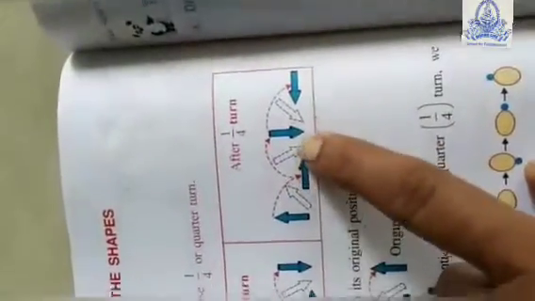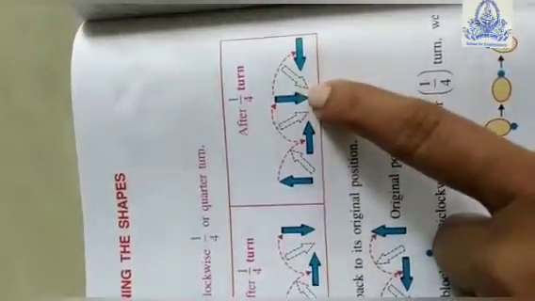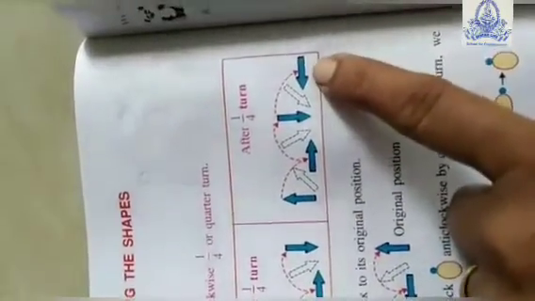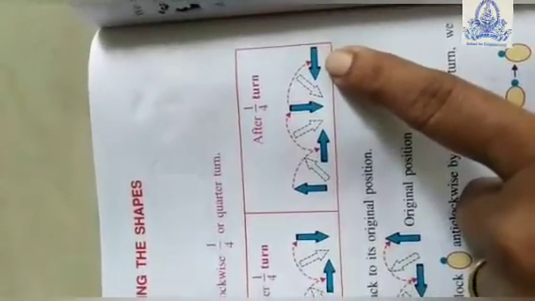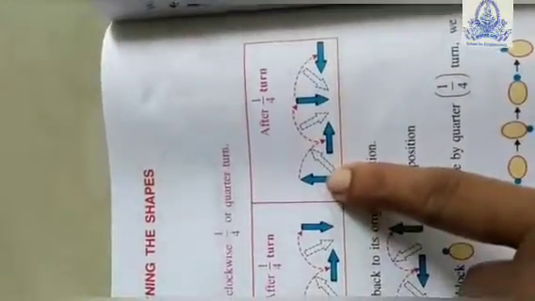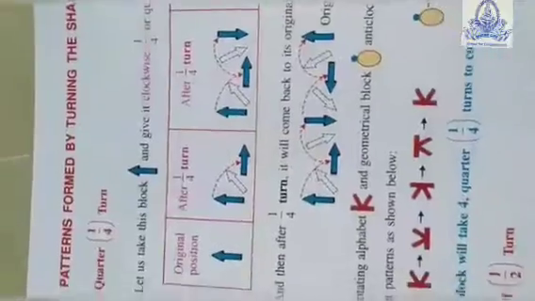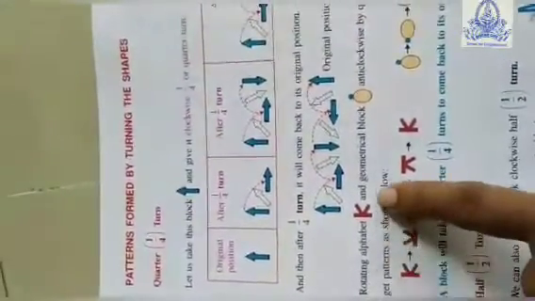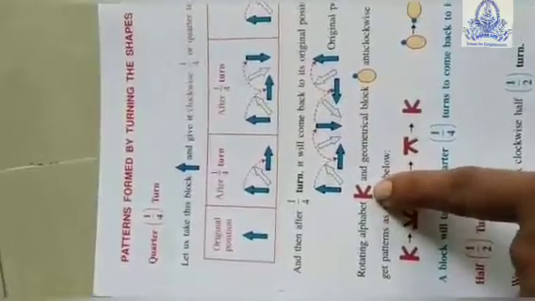Then again this is the original, then 1/4 turn first time, second time 1/4 turn, and this is 1/4 turn third time. And when you look at the fourth 1/4 turn, it will go to the original position again. Alright, see, right? Same way you can see for K alphabet.